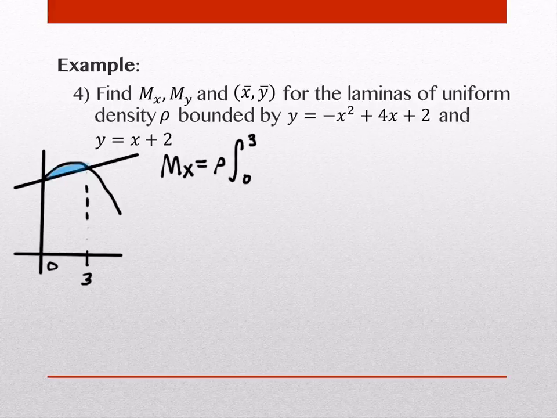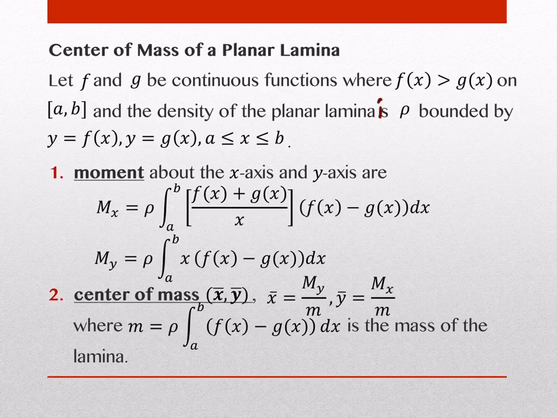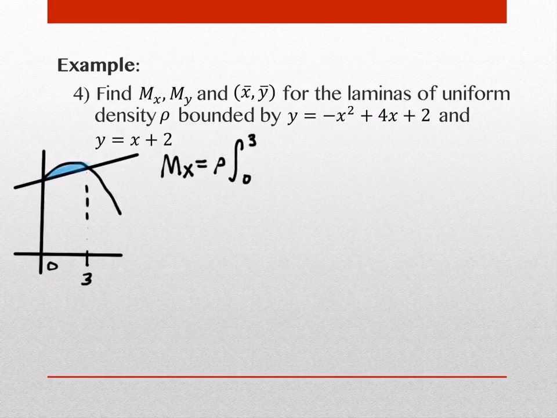And according to this equation, we need to take f of x plus g of x over 2. So we need to add our two equations together. So negative x squared plus 4x plus 2, plus x plus 2, all over 2, right? Are you guys okay with me putting the 2 out front with rho? Is that okay?